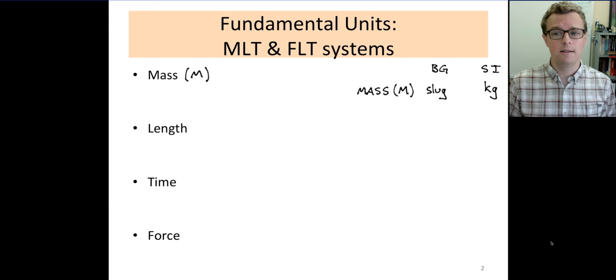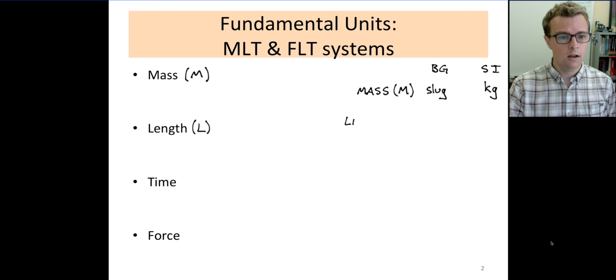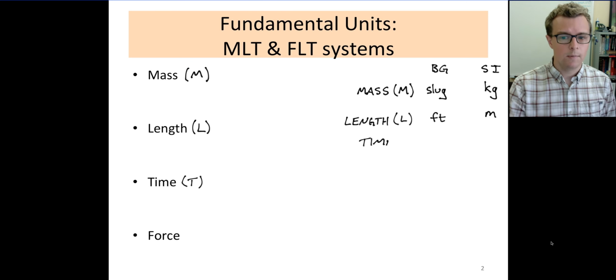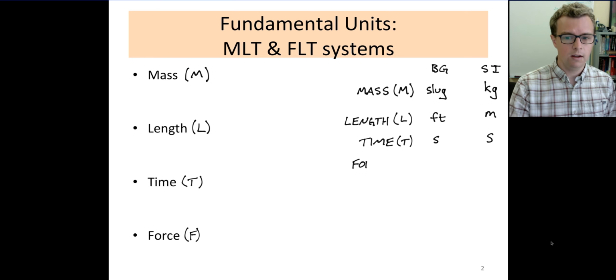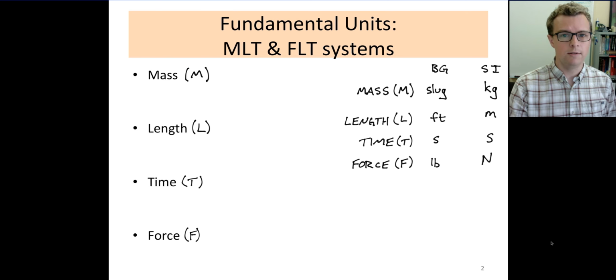And in the SI system, commonly the metric system, mass is fundamentally grams, kilograms, milligrams. Length, similarly, feet or meters. Time, we'll use a capital T, seconds in both systems. And force, pounds and newtons.